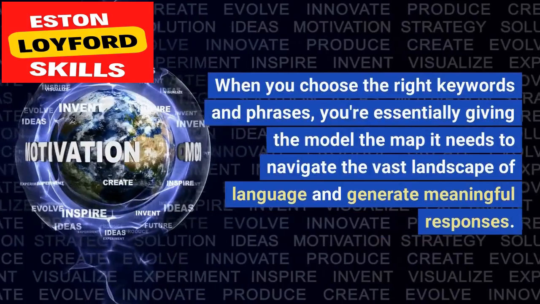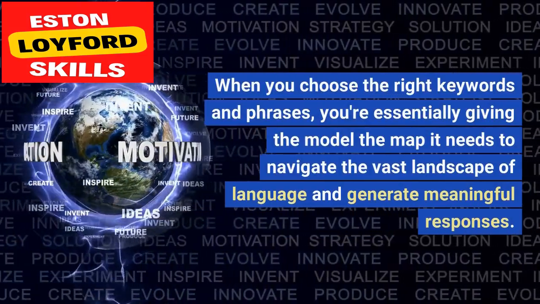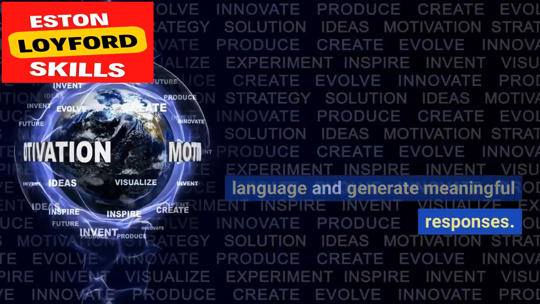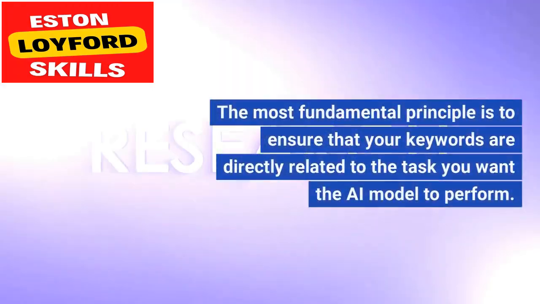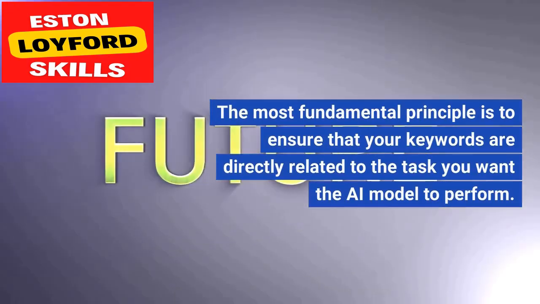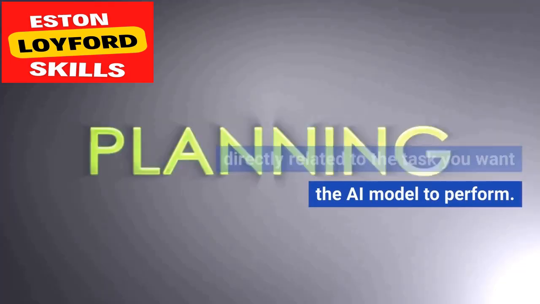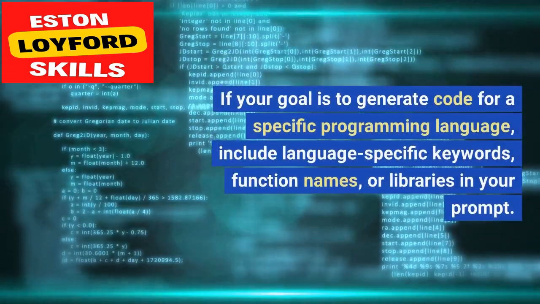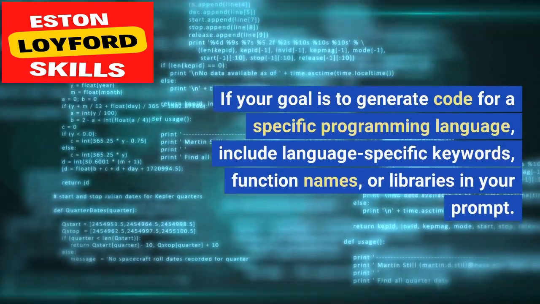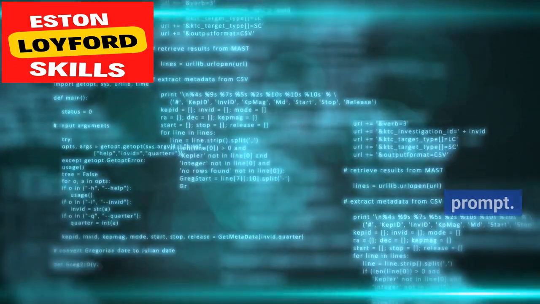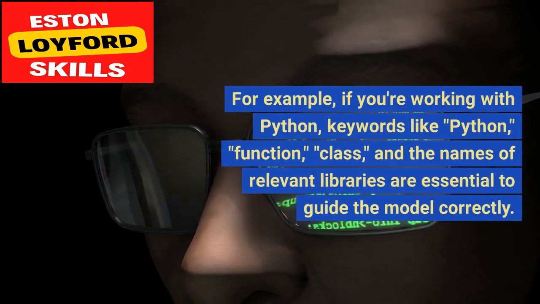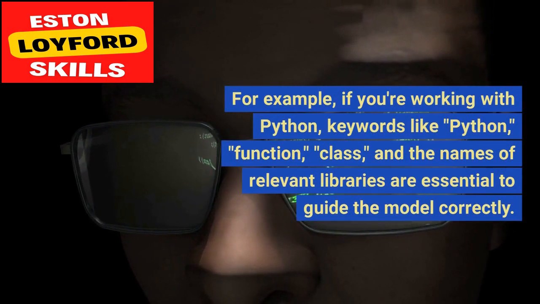When you choose the right keywords and phrases, you're essentially giving the model the map it needs to navigate the vast landscape of language and generate meaningful responses. The most fundamental principle is to ensure that your keywords are directly related to the task you want the AI model to perform. If your goal is to generate code for a specific programming language, include language-specific keywords, function names, or libraries in your prompt. For example, if you're working with Python, keywords like Python, function, class, and the names of relevant libraries are essential to guide the model correctly.